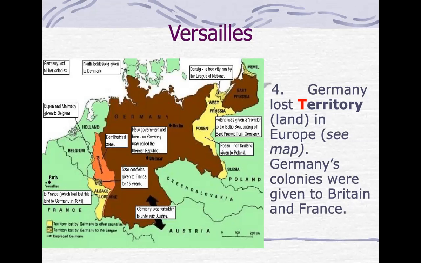So if we look at the map here, we'll see that Germany's colonies were given to France and Britain. This became a demilitarized zone, which means there's no military activity at all here. This was given back to France, and then I believe this was given over here to France and Britain. They divided it pretty equally.